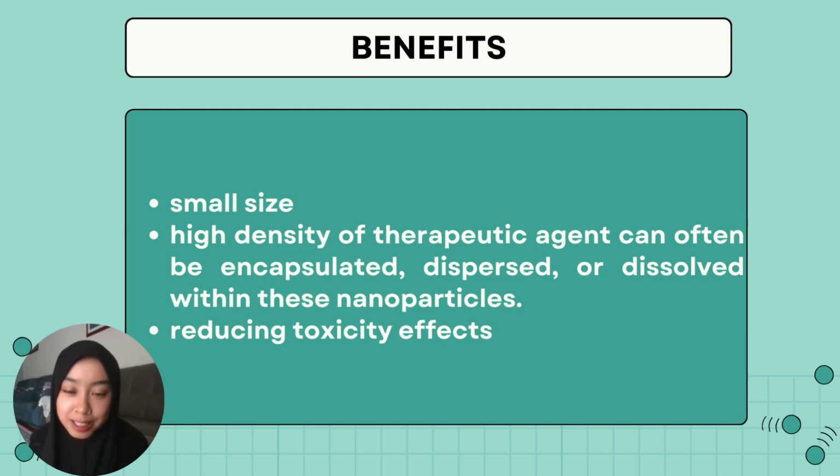The benefits of nanoparticles in targeted drug delivery systems. The small size means it can be absorbed through our cells without any problems. It can also go through the blood-brain barrier, which is useful for neurological disease. A high density of therapeutic agent can be encapsulated, dispersed, or dissolved within these nanoparticles, and it reduces the toxicity effect, since it targets our targeted cells and does not attack the other cells.